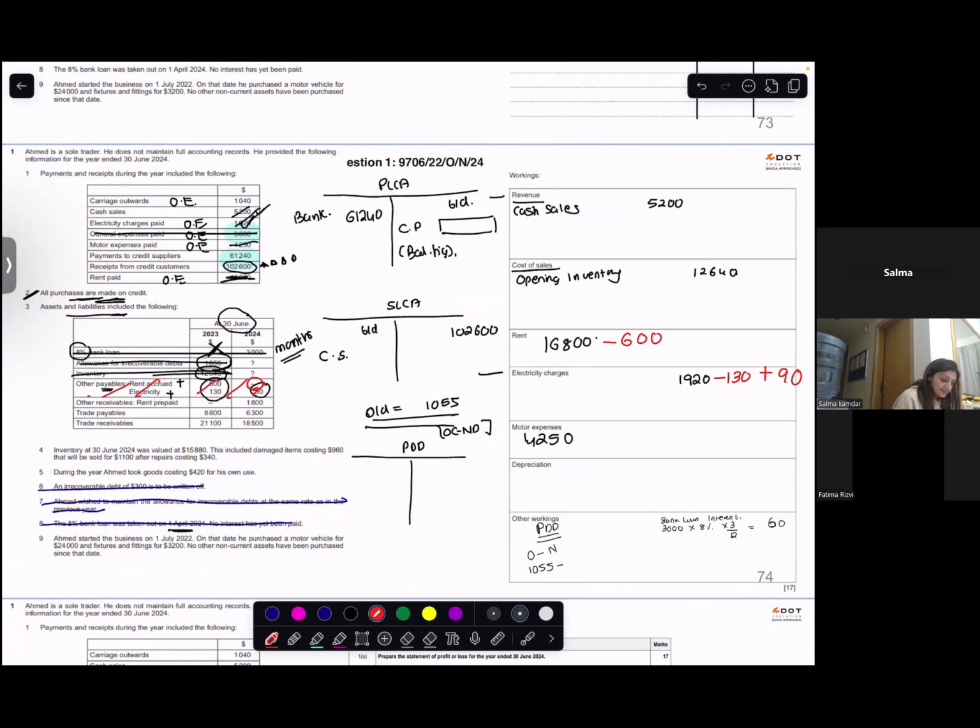Other receivables, prepaid rent. What should I do for prepaid? Subtract. So I'm going to subtract 1,800 because it is for the current year. With this, I complete this adjustment.